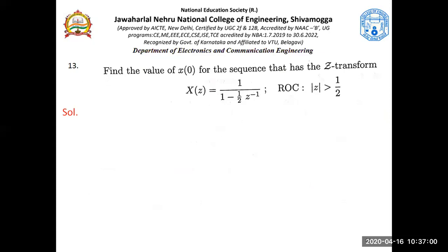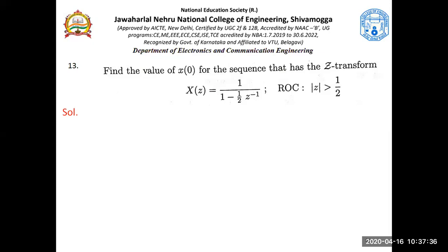What is this problem telling you? Find the value of x of 0 for the sequence that has the Z transform x of z equal to 1 by 1 minus 1 half z inverse, and the region of convergence is given to be z greater than half. So for the first time, they have asked us to find x of 0. In which theorem did we write the equation for x of 0? X of 0 is the initial value. So this is the initial value theorem.